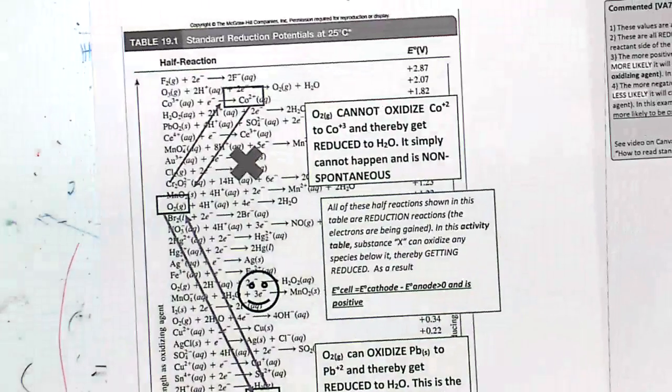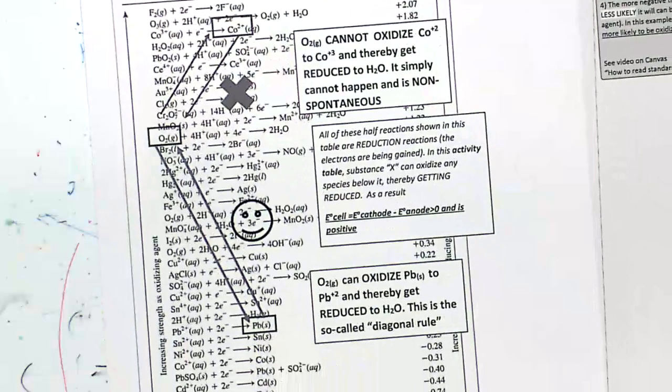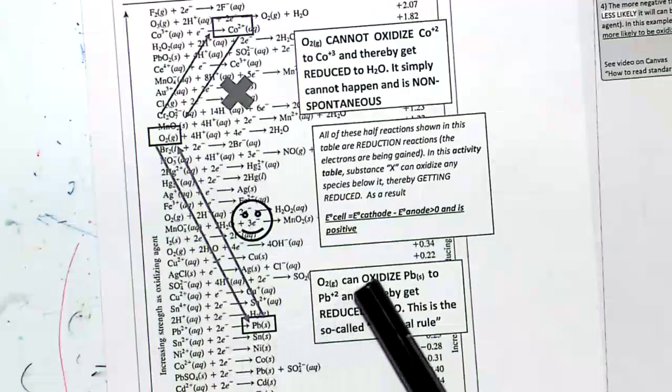Page 5 is the diagonal rule. I think she said it best. I'll keep referring back to your classmate Bailey. Anything above it remains reduced. Anything below it gets oxidized. Whichever one you choose.